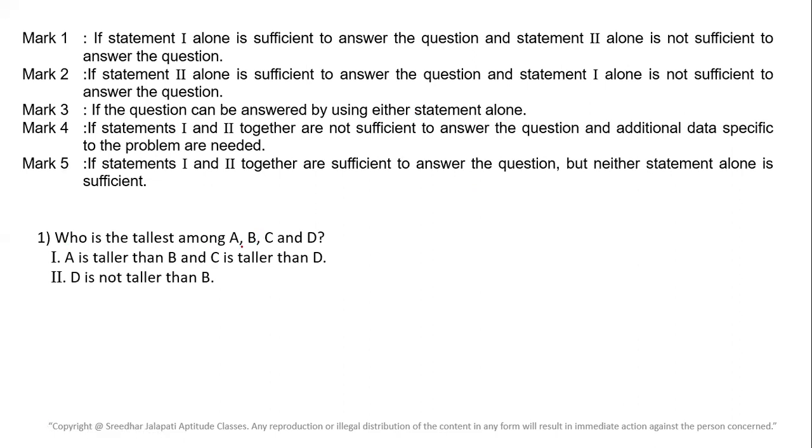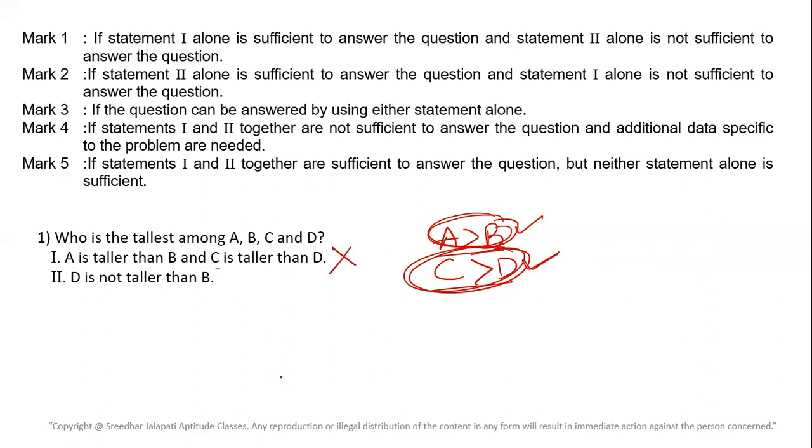Who is tallest among A, B, C, D? First statement, A is taller than B, and C is taller than D. So obviously, to find who is the tallest among A, B, C, D, we don't have any connection between these two. We don't have any common person between the two statements. Yes, A is taller than B, and C is taller than D, but we do not know who is tallest among these. So therefore, 1 alone is not sufficient because there is no connection between A, B and C, D.